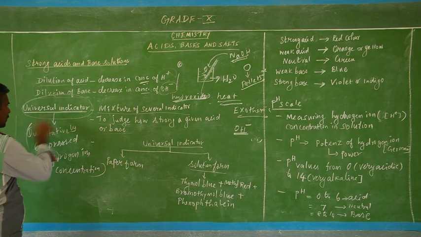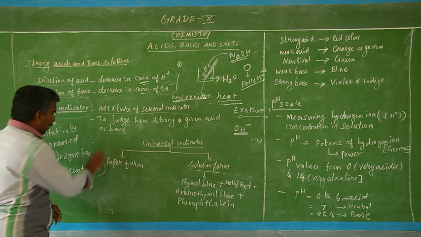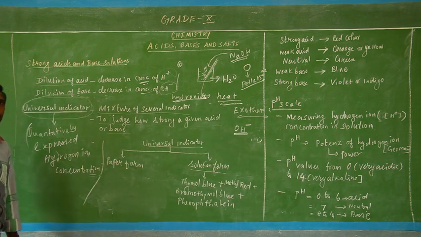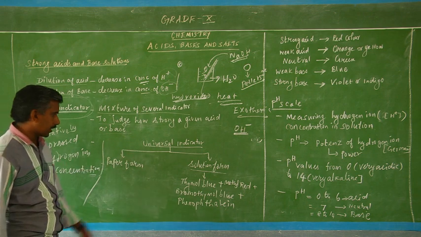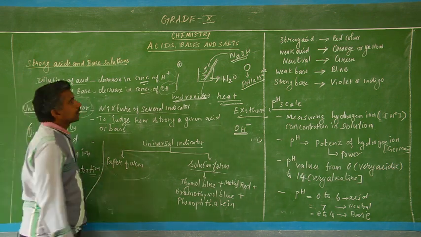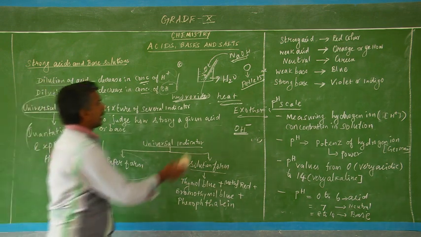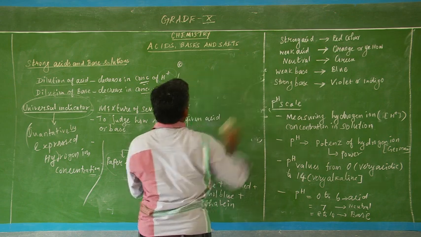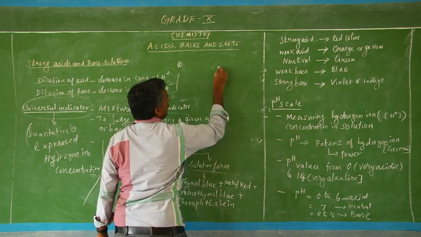This is very important. Universal indicator is available in the market in two forms. One is paper form. In our laboratory we have the paper form, this type of universal indicator paper.